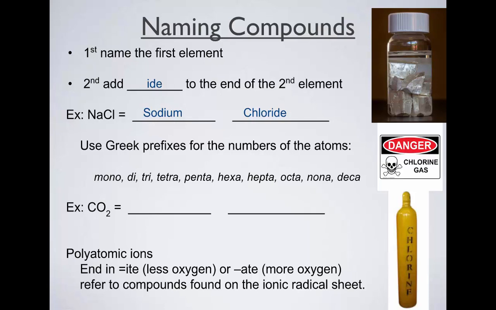Sometimes we also will use certain prefixes, not only to tell us which elements there are, but to tell us how much of each element there is. So, for example, carbon, CO2. That's a non-metal, non-metal compound. We give it first the name of the first element, carbon. What do we change oxygen into? Carbon.